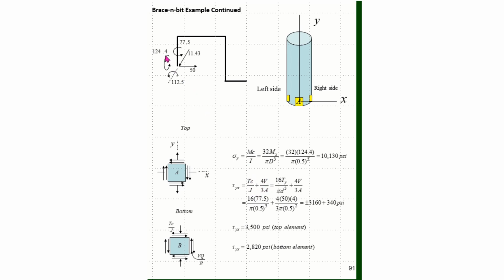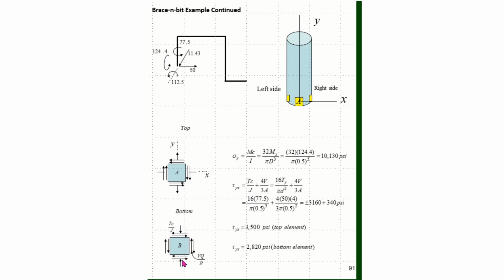I then look at the 124.4, which is bending the shaft, and it's going to be coming out of the bottom of element A and up into the back of the shaft. So it will be putting element A in tension with an MC over I, and the moment is the 124.4. Now if I look directly behind this shaft and looking straight into it, I would see B like this. This bending moment due to the 124.4 will actually be in compression.